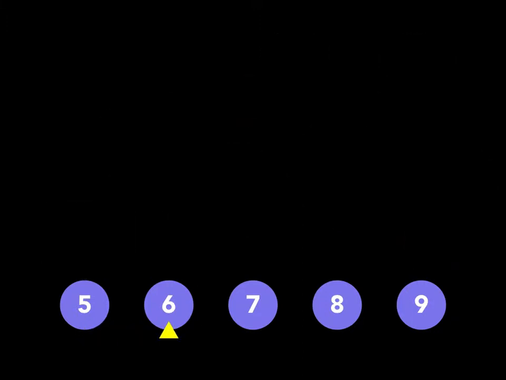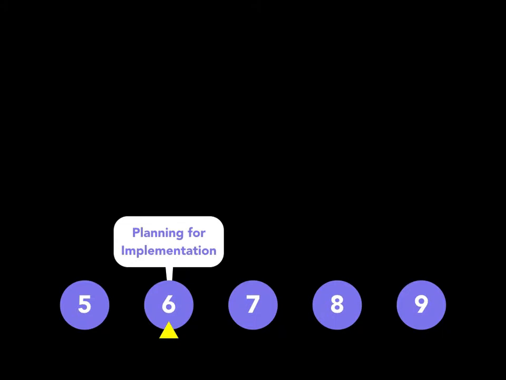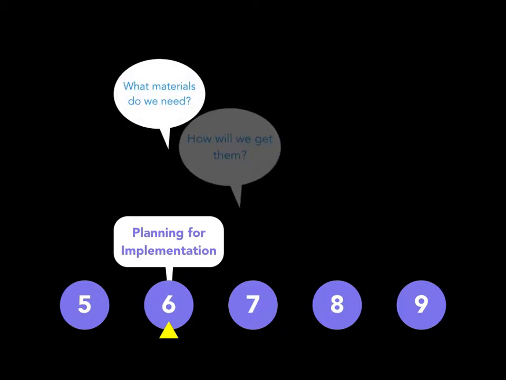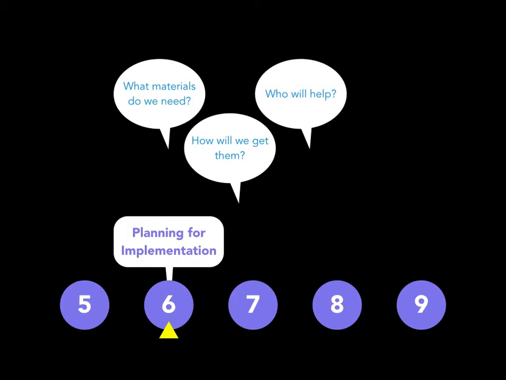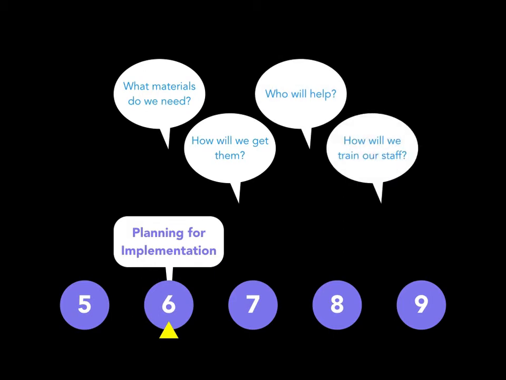In Meeting 6, we continue to build our action plans by writing tasks related to putting the change in place. Think of these tasks as the nuts and bolts of getting our change up and running. Questions like, what materials do we need? How will we get them? Who will help? And how will we train our staff? Are at the heart of this stage of action planning.